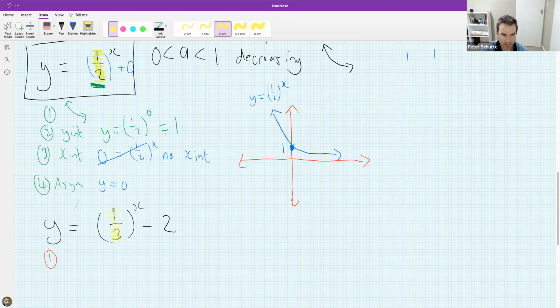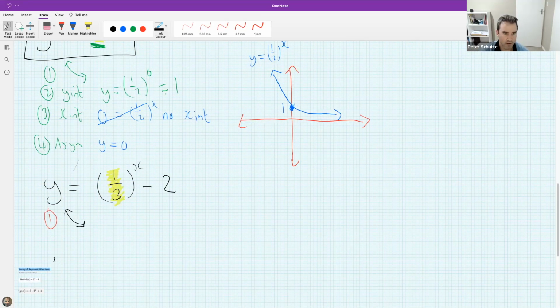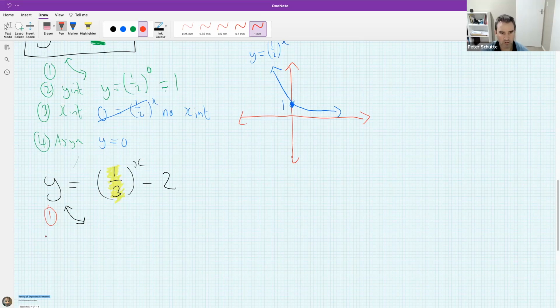Now, remember that the base here is a fraction. And so your question then becomes, okay, what does that do to my shape? And the answer is it's now a decreasing function like that. What's my step? In fact, I'm going to... what is my y-intercept going to be?